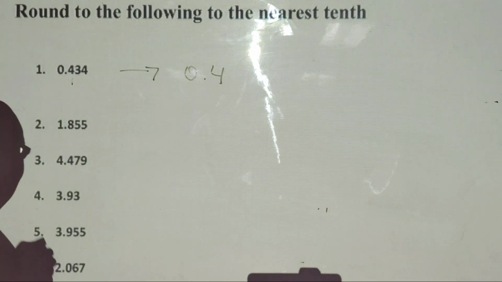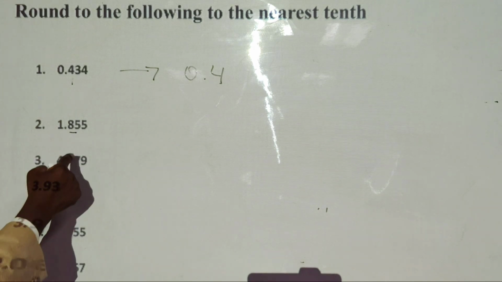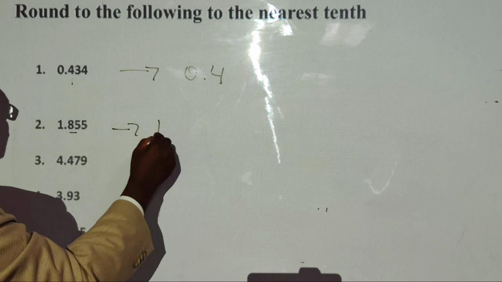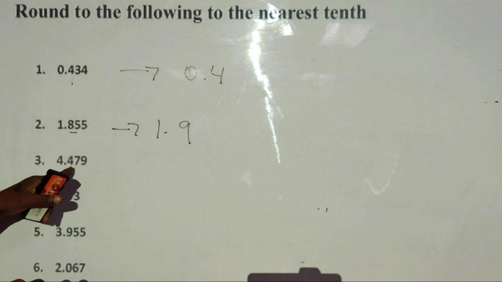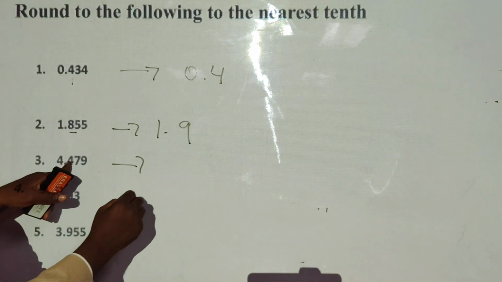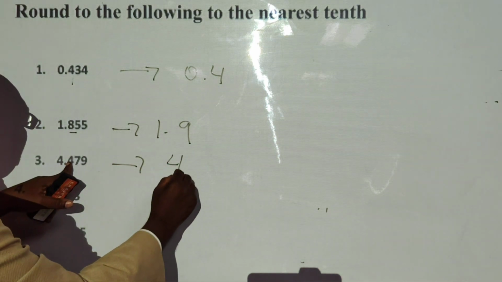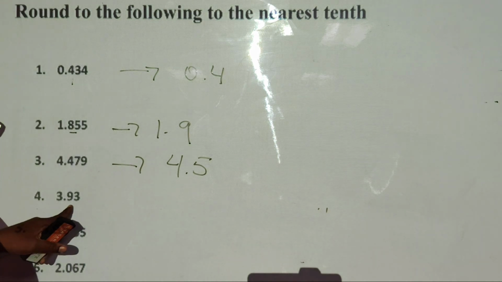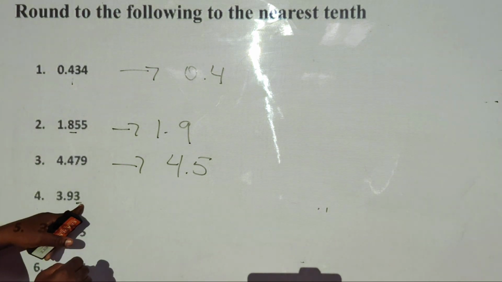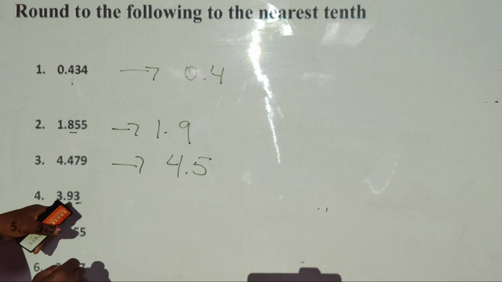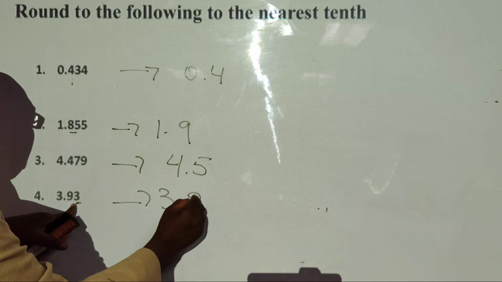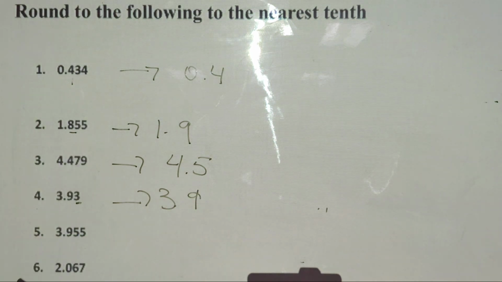Let us do this one here. All right, my tenth place is 8. The number that comes after that is 5 or more. So this is going to be 1.9. Let's come here. The number after 4 is 5 or more. So I'm going to bring the 4 to the next one, which is going to be 4.5. This one here is a 3.93. The number after the tenth place, which is 9, is less than 5. So I'm going to drop everything. It will be 3.9.